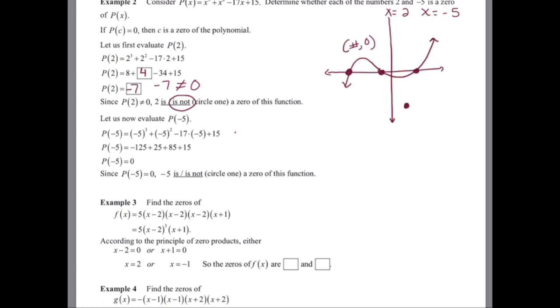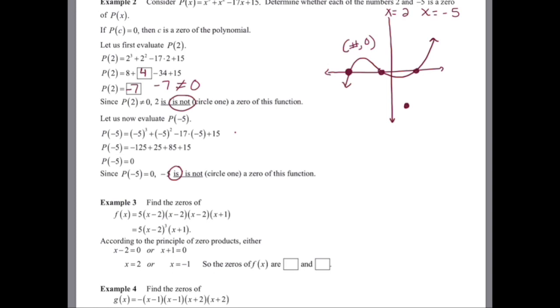But let's try -5. -5 cubed plus -5 squared minus 17 times -5 plus 15. When I take the cube, the square, and multiply, then add everything together, I get 0. So since the point -5, 0 would be somewhere on, let's say here, the x-axis, this is a zero of the function. And remember, a zero, x-intercept, and solution all mean the same thing.